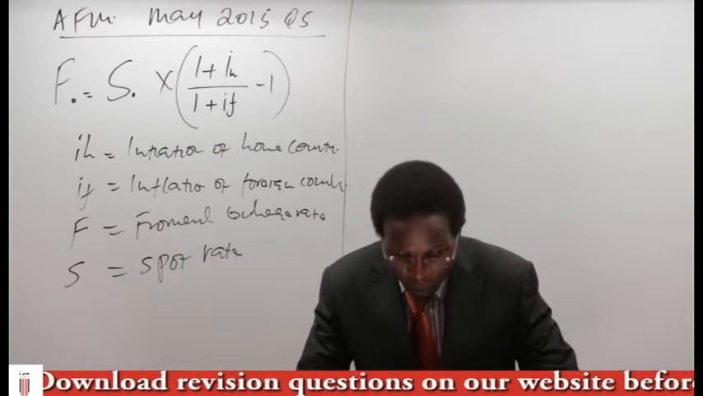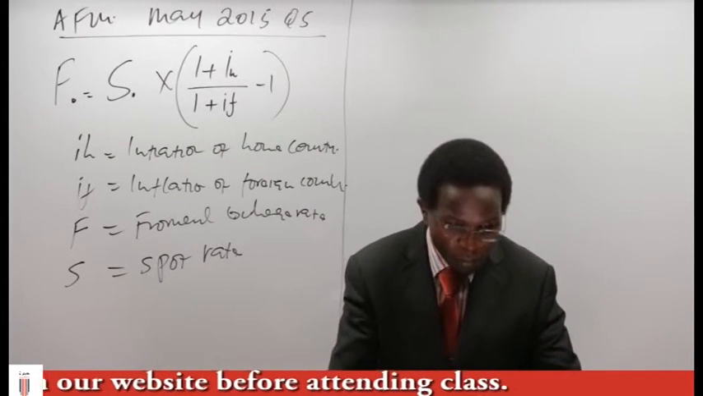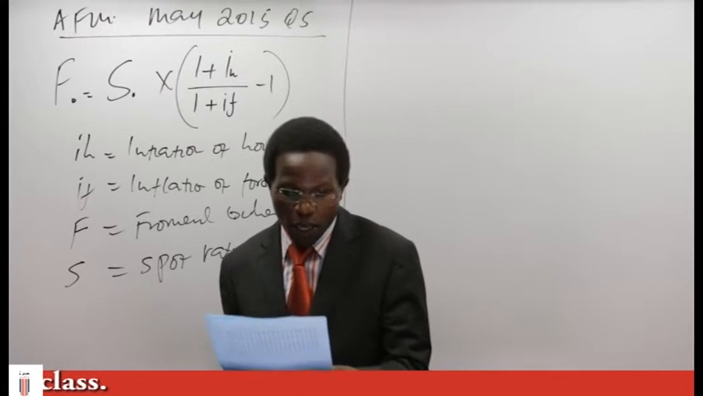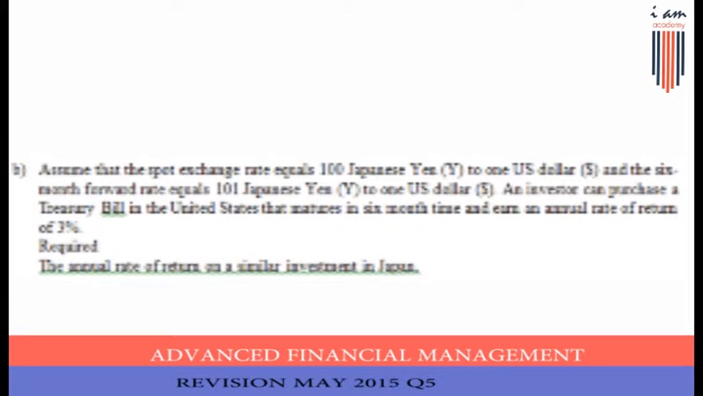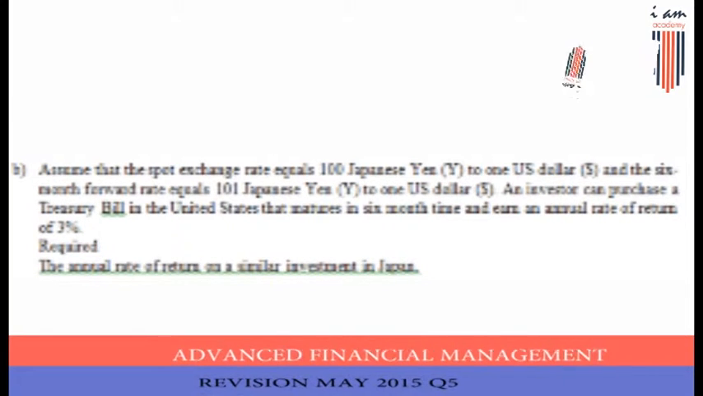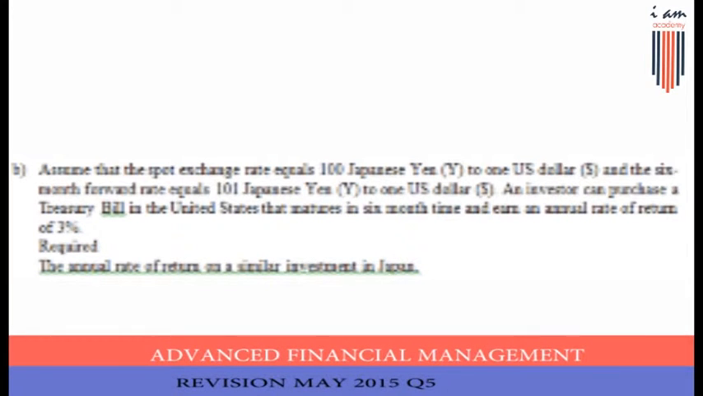where we have been told to calculate the annual rate of return on a similar investment in Japan. Part B: assume that the spot exchange rate equals 100 Japanese yen to $1 US, and the 6-month forward rate equals 101 Japanese yen to $1 US. An investor can purchase a treasury bill in the United States that matures in 6 months' time and earn an annual rate of return of 3%. Required: the annual rate of return on a similar investment in Japan.